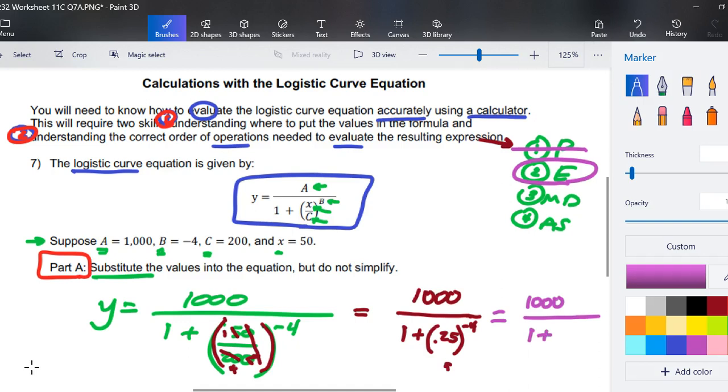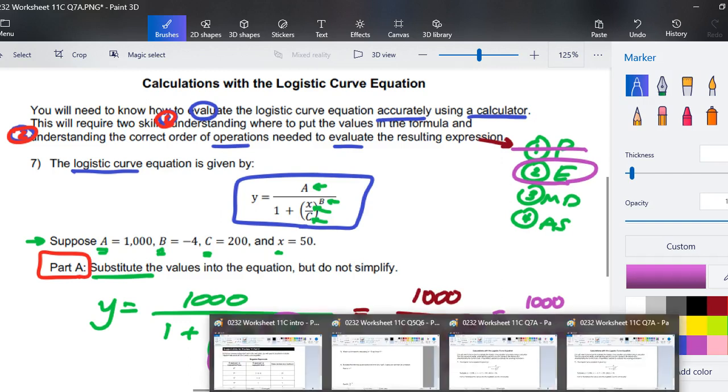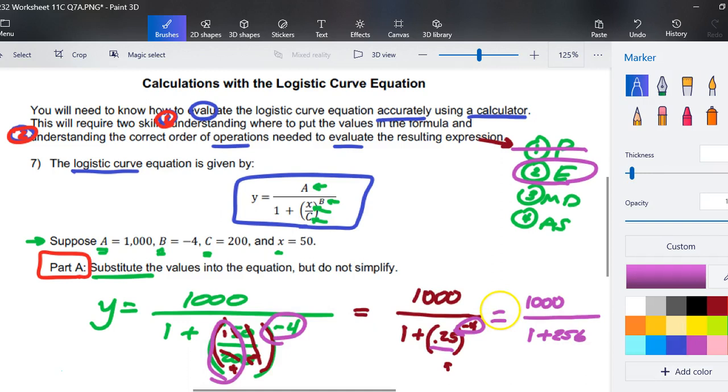Now either using our 0.25 or using 1/4, we need to send it to the negative 4th power. So hitting clear multiple times, I'm going to go ahead and send 0.25 up to the negative 4 power, and I get 256. It asks us to leave this alone and go on to part D. Part D says use the order of operations to evaluate the resulting equation. Show your work and round your answer to the nearest hundredth.